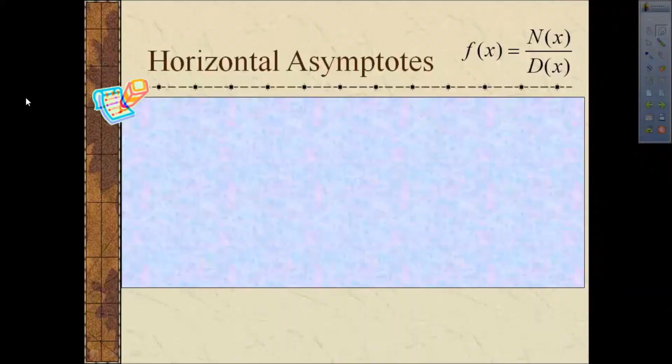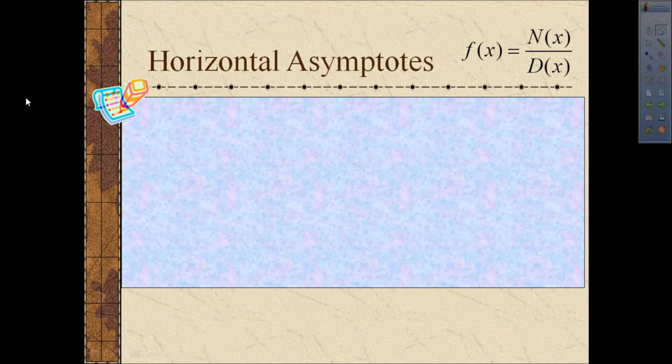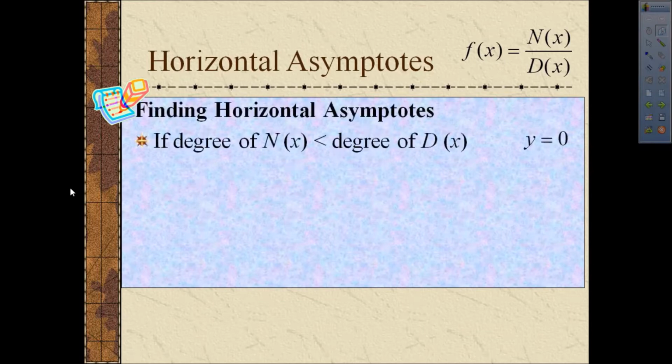So how do we tell if a graph is going to have a horizontal asymptote and where that horizontal asymptote will be? Well, here's a quick summary. What we need to compare is the degree of the numerator and the degree of the denominator. That is the highest power of x in the numerator and the highest power of x in the denominator. If the degree of the numerator is less than the degree of the denominator, then our horizontal asymptote will happen at y equals 0.